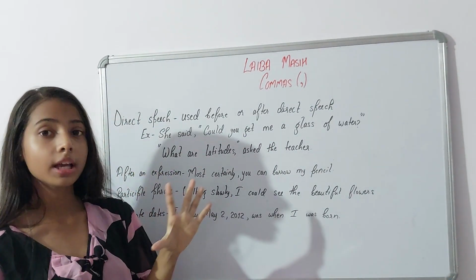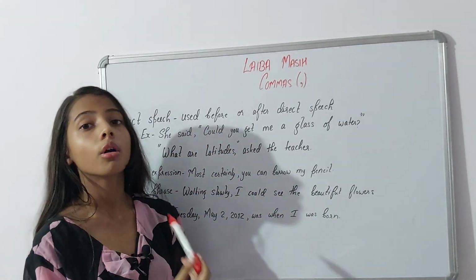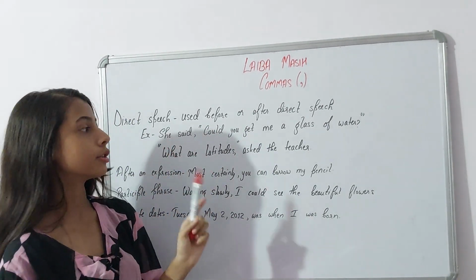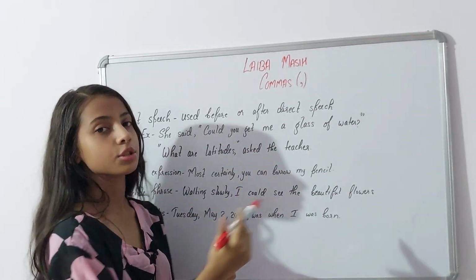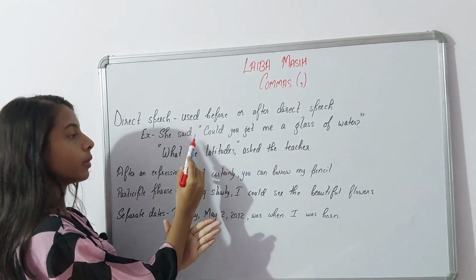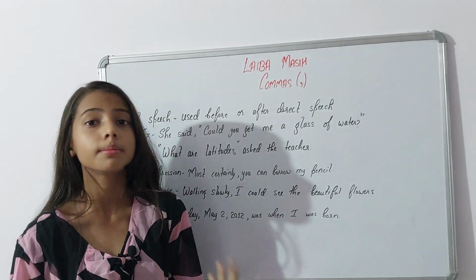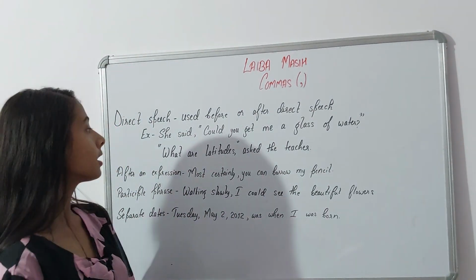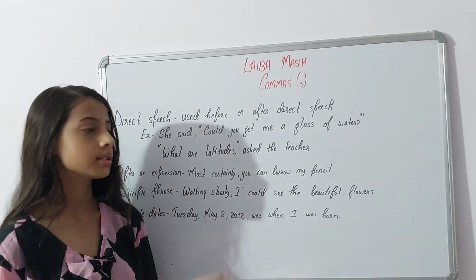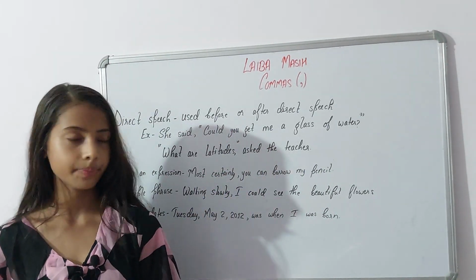Now, talking about direct speech, here the commas are used before or after direct speech. For example, she said, comma, quotations, could you get me a glass of water, close quotations. So here we are using a comma in our direct speech. As you can see, there are quotation marks over here, so you can make out that this is direct speech. Next, another example is, "What are latitudes," in quotation marks, comma, close quotation, asked the teacher.